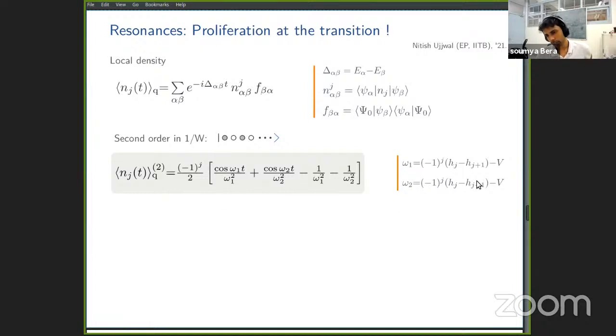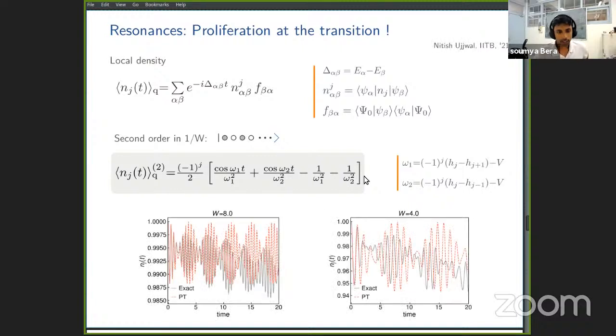Okay, so these two frequencies are given by the disorder at two different points. J and J plus 1 are the two different points, and D is the interaction strength. So what it means is, if you keep on doing the perturbation theory, you will keep on adding the frequencies. And all these frequencies are going to be important because these are the frequencies which are the resonances.